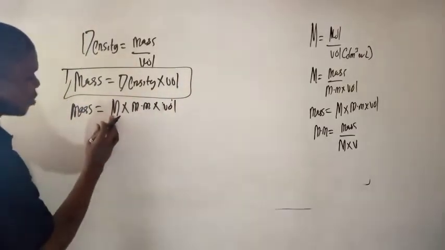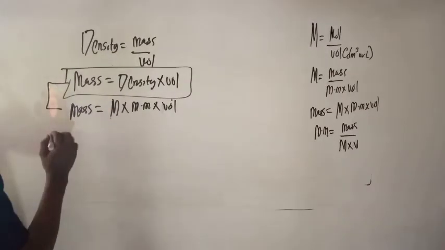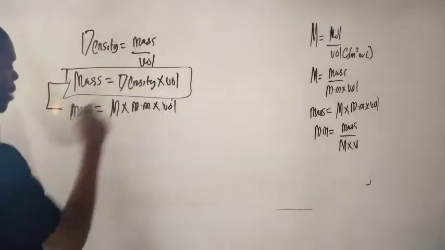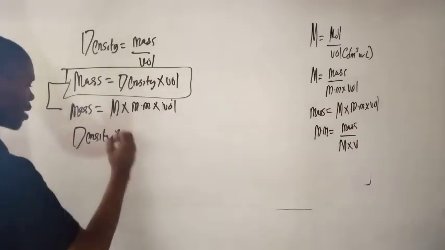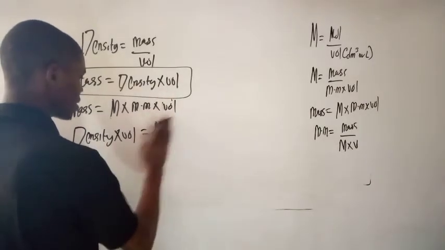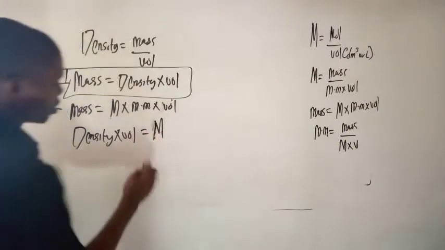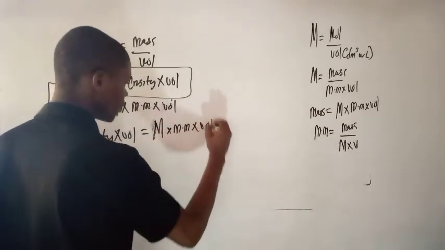Now capital letter M is known as molarity. If you equate these two together, remember mass equals this one and mass equals this one. Here we have density times volume equals molarity times molar mass times volume.